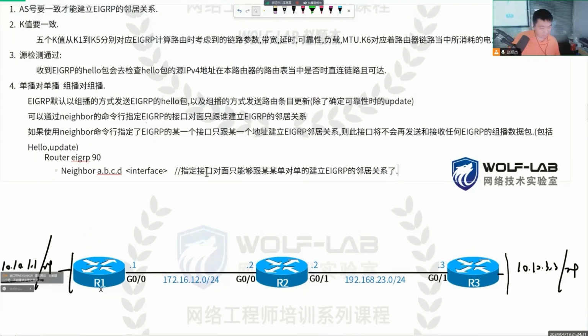Understand, I can only establish neighbors through unicast, not through multicast. But we can specify multiple neighbors. It just limits our interface, it can only establish neighbors through unicast. It didn't say to limit our interface or limit the number of neighbors like this.